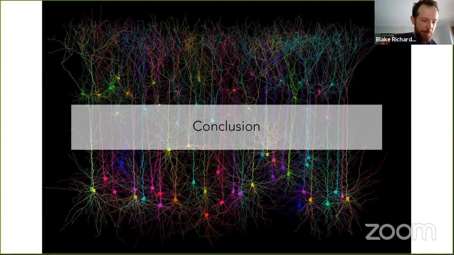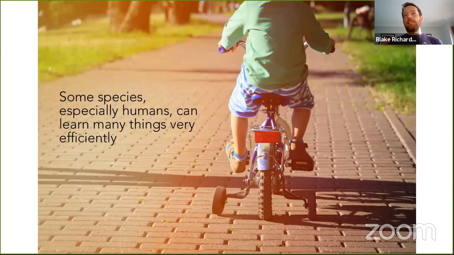Okay, so I'm actually wrapping up here now. So some species, especially humans, can learn very many things quite efficiently. And, you know, not all species are amazing learners, but I think it's safe to say that many species are, not just humans. Also, you know, I really love raccoons because they really show incredible learning capabilities. You know, various sorts of birds, rodents, etc.